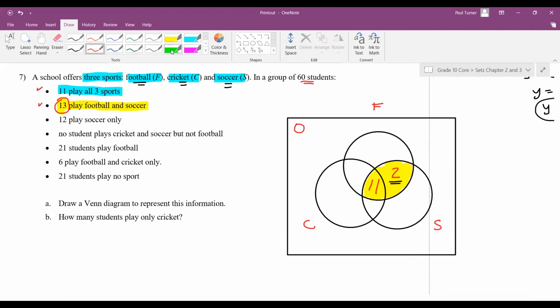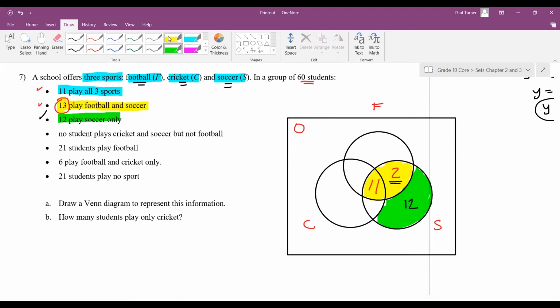12 plays soccer only in green. Soccer only is this bit here, yeah? Soccer only means nothing else. All right, in this area here. And that must be 12. So 12 will go here. Where's my pen gone? 12. 12 goes in there, okay? So that one's done.